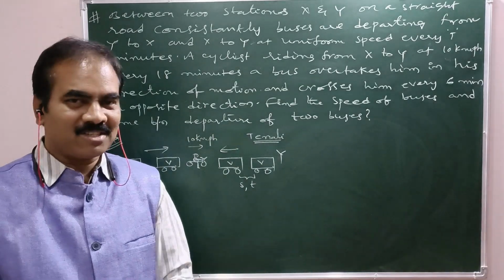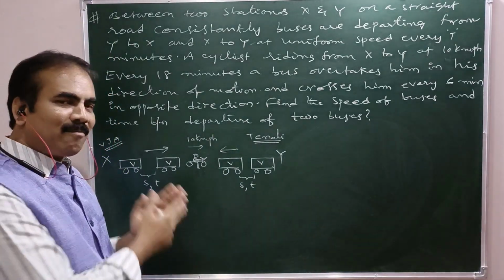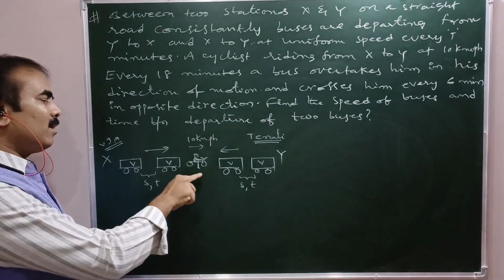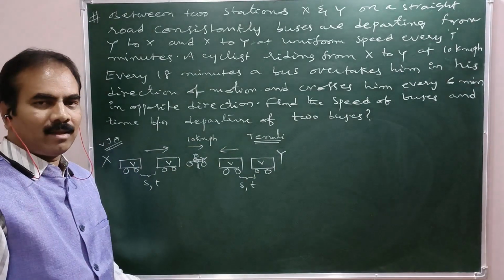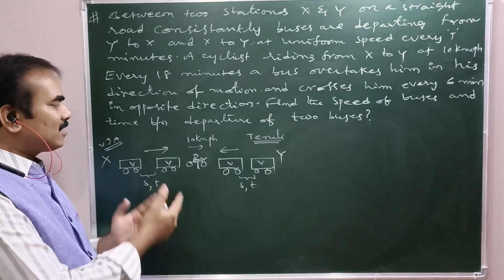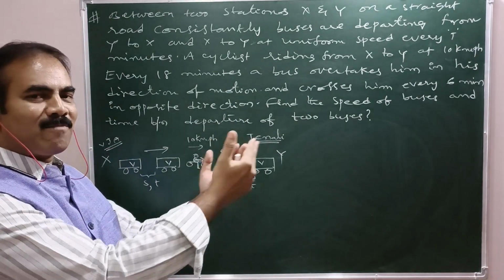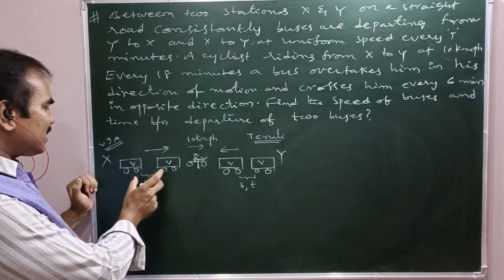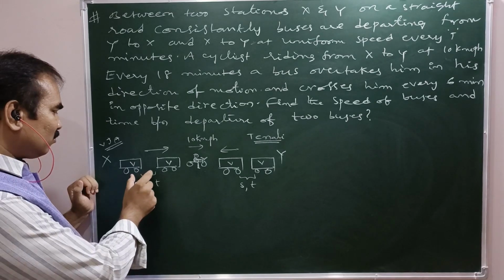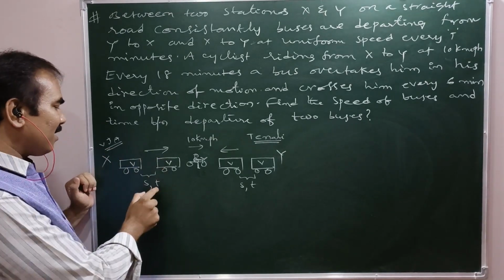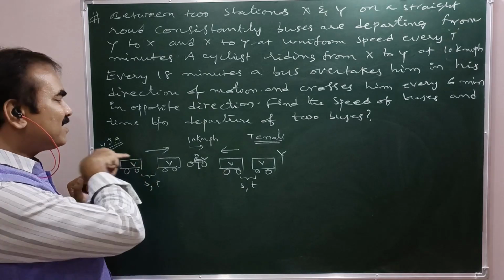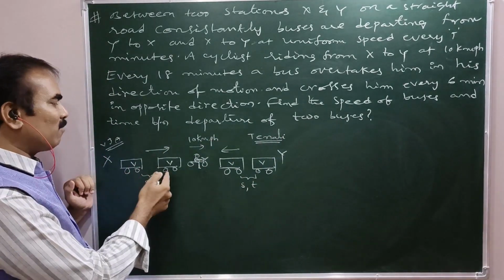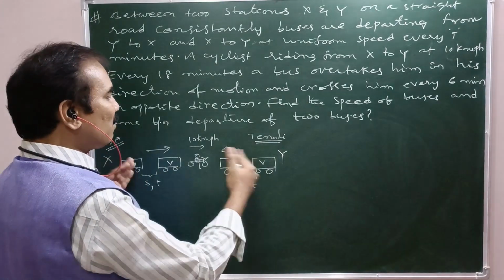So here, so many buses are departing from both station X and station Y. In between, the cyclist is riding from X to Y. He is noticing that some buses are overtaking him and some buses are crossing him in the opposite direction. Now see, what is the time interval between successive buses here? Constant, that is t. In his direction of motion, otherwise in the opposite direction, in both cases, one by one buses are departing from X and Y.